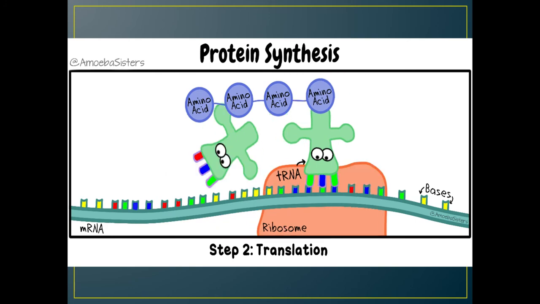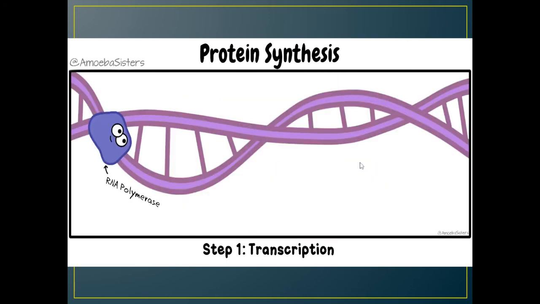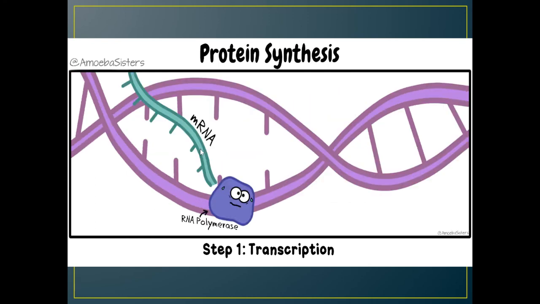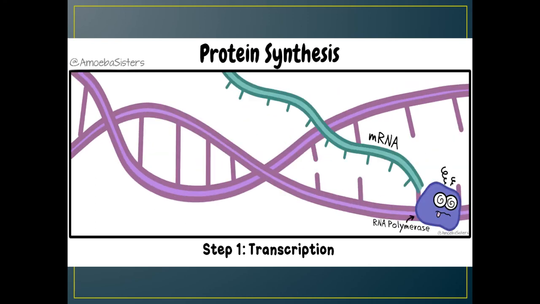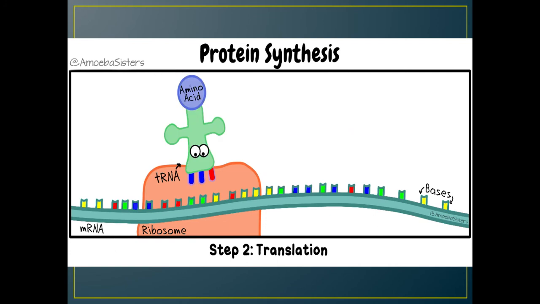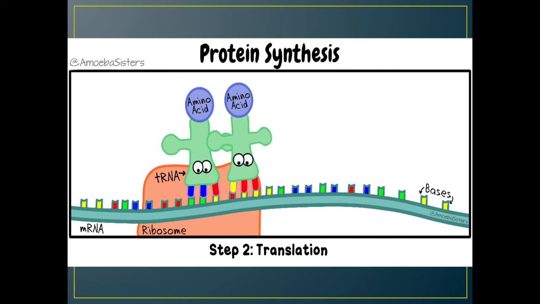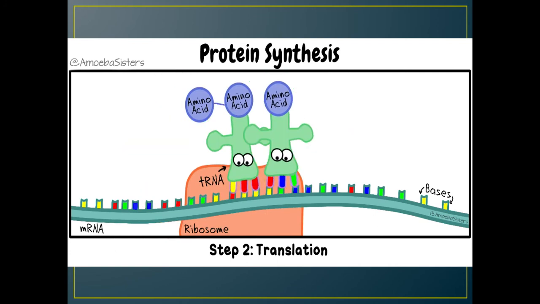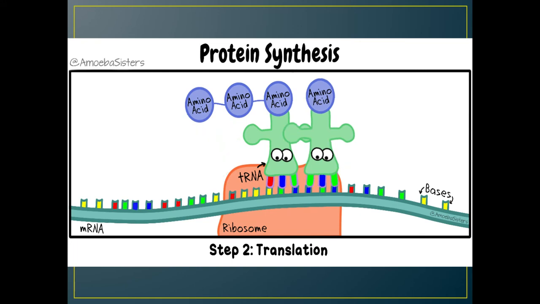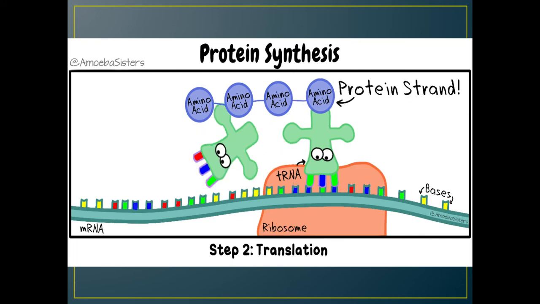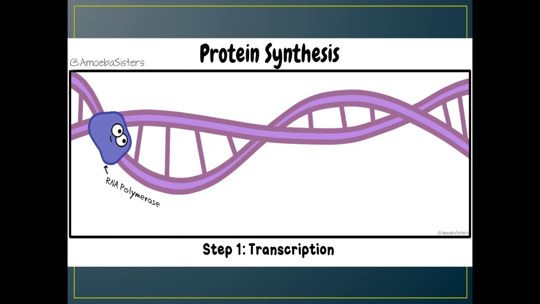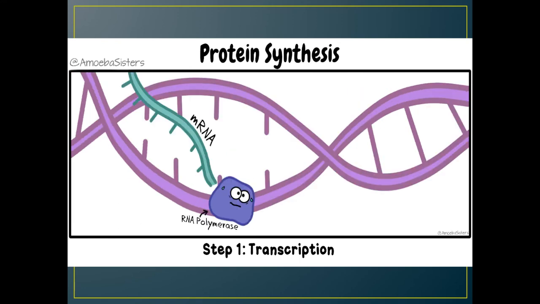So we can kind of see here what's happening. We have our RNA polymerase breaking apart, making our new mRNA strand, which moves into the cytoplasm. The ribosomal RNA will bind to it, signaling for the tRNA to come in and bring in the amino acids, making a polypeptide chain, which we know as a protein strand.